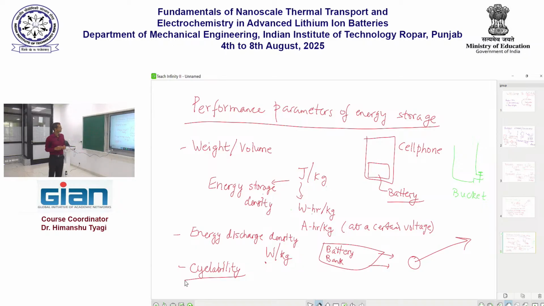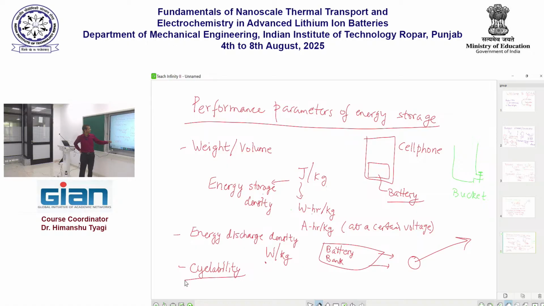Cyclability means that I want to be able to do this again and again and again. If this battery bank will only allow me to fire once, then what's the big deal, right? I will probably lose the war. Similarly, in my cell phone, if I am able to use it only for one cycle, then I'll have to go buy a cell phone every other day, right? I want to be able to go back to my home and charge it for the next day and for the next day, and I want to be able to do it again and again and again for hundreds or thousands of cycles. Whether my battery is able to cycle or not is an important characteristic of the battery.